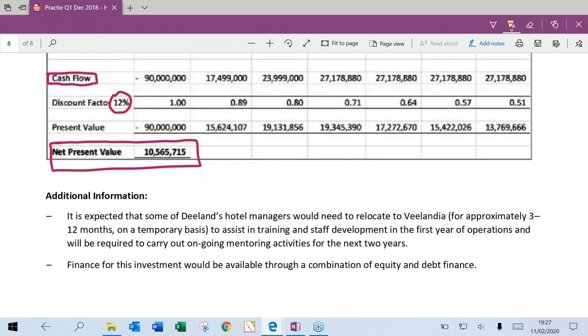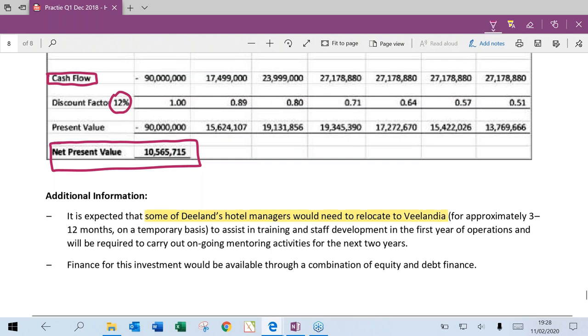Additional information. It is expected that some of D-Land's hotel managers would need to relocate to Valandia for approximately 3 to 12 months on a temporary basis to assist in training and staff development in the first year of operations and will be required to carry out ongoing mentoring activities for the next 2 years. So we would need to depute our current hotel managers to Valandia. So can I say HR? It's a human resource aspect.